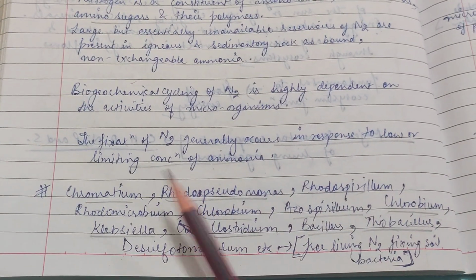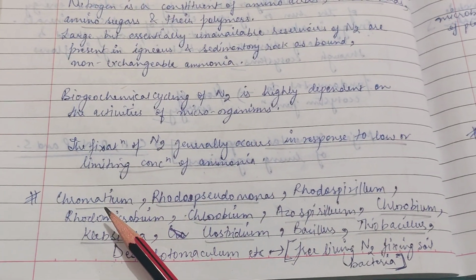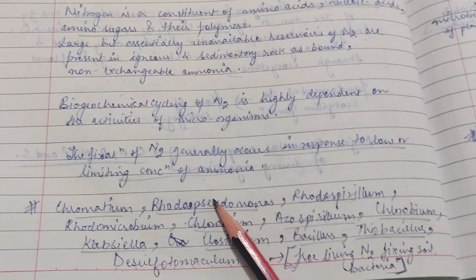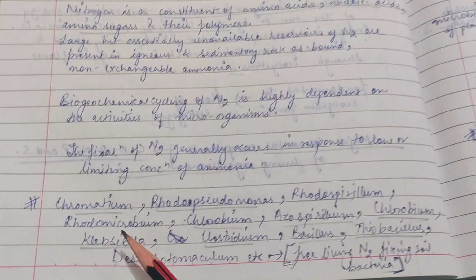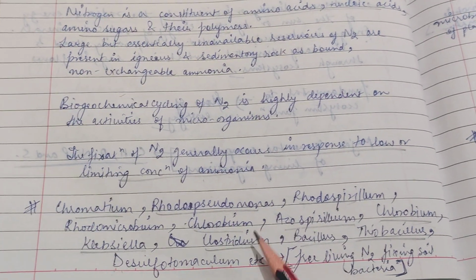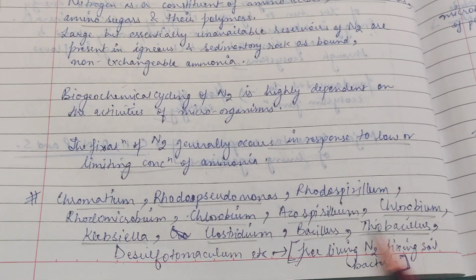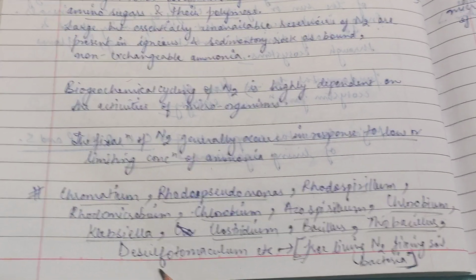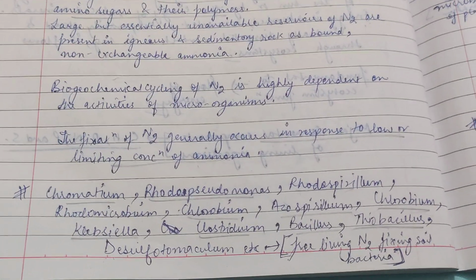A few species that carry out nitrogen fixation are Chromatium, Rhodopseudomonas, Rhodospirillum, Rhodomicrobium, Chlorobium, Azospirillum, Klebsiella, Clostridium, Bacillus, Thiobacillus, and Desulfotomaculum. These are the free-living nitrogen-fixing bacteria in the soil. It is of ecological importance.